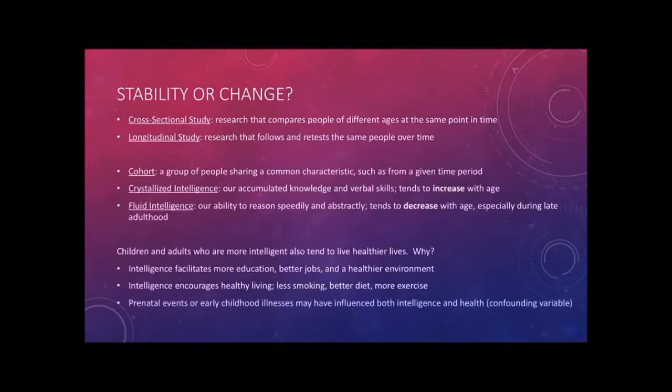Next, prenatal events or early childhood illnesses may have influenced both intelligence and health. So this is the idea of a confounding variable, that there's some kind of third variable, in this case prenatal events, the nutrition that you got while you were in the womb, or perhaps if your mother, say, drank alcohol while you were in the womb, that would affect your intelligence for sure. But these prenatal influences or events not only affect your intelligence, but they also determine your health. That's another theory.